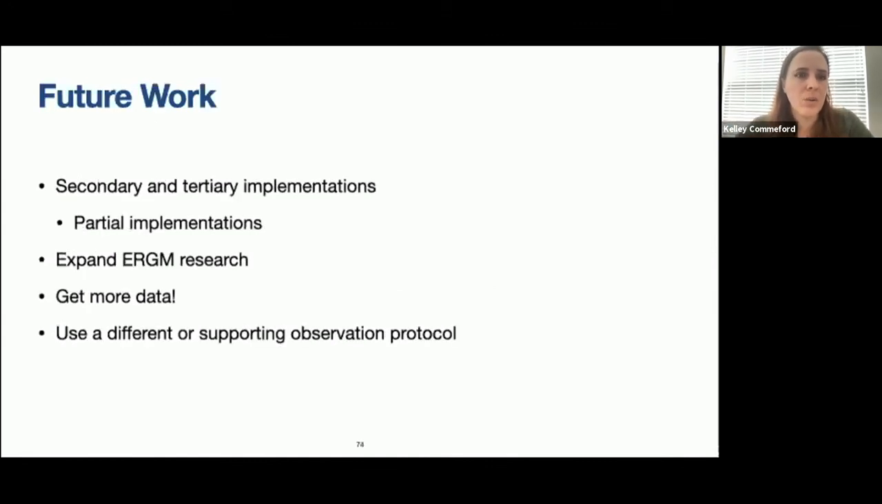So for future work, we want to focus on getting that high quality data collection, more data, and then we can really start looking at secondary and tertiary implementations as well as partial implementations of a pedagogy to see how much this differs. We'd like to expand the exponential random graph modeling research, which is actually being started right now by another student, and get more data and either use a supporting observation protocol to go with COPUS or a different one, because there are a few observation protocols that have popped up in the last year or two that we think could be really interesting and get those differences as well.